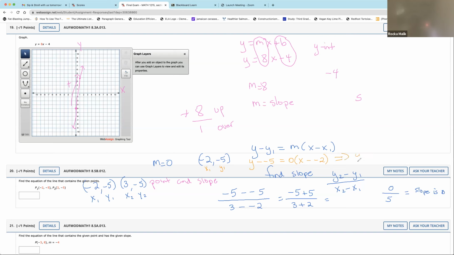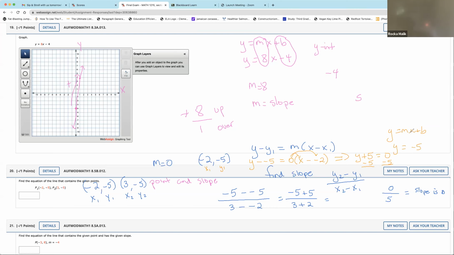So this is y plus 5 equals 0 times x is 0. 0 times 2 is 0. It's just 0. Y plus 5 equals 0. I move my 5 to the other side because my formula is this business. It's easy to graph like that. So y equals negative 5.